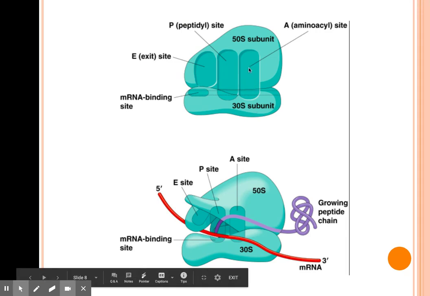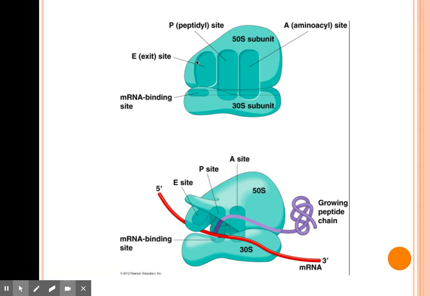Now, there are 3 sites within the ribosome. We call them the APE sites, so it spells ape if you read backwards. The A is where it's the mRNA codon that's being read at the time. So if it's AAA, it would be in this location. And so that's the aminoacyl site, because it's the site that's going to read that codon on the mRNA, and it's going to call in the tRNA with the amino acid on it. We'll talk way more about this in Unit 6.